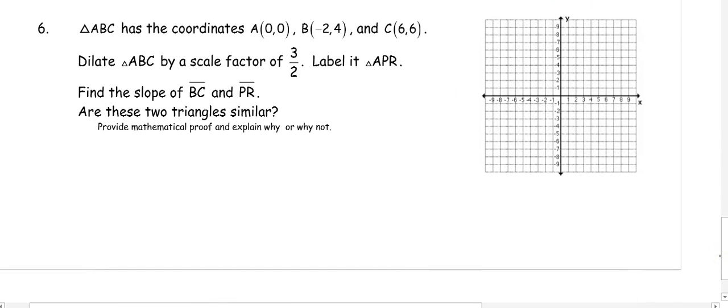Number 6. Triangle ABC has the coordinates A is at 0, 0, B is at -2, 4, and C is at 6, 6. Then we need to multiply by a scale factor of 3 over 2, which means our triangle is going to get bigger. So when I multiply B's coordinates, I would get -3, 6 for my new P coordinate, and R would have the new coordinate of 9, 9.